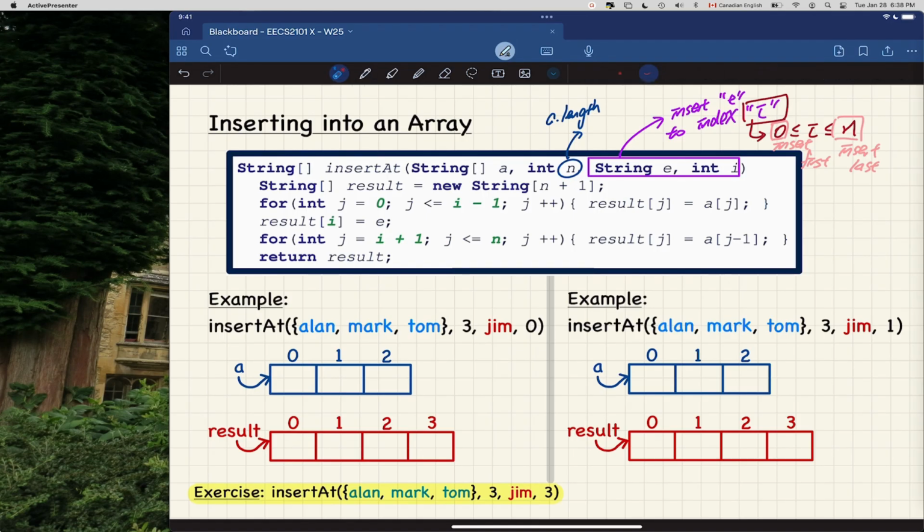Okay, this one here. If I want to insert, let's say the input array is Alan, Mark, and Tom. Okay, let me just keep track of the time.